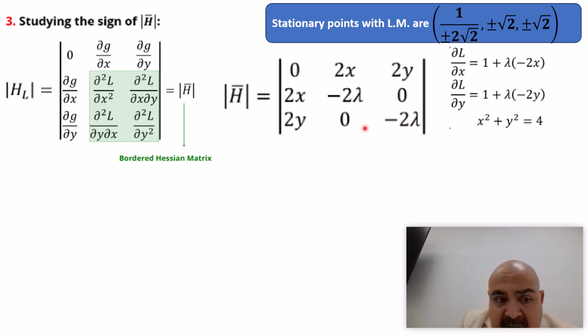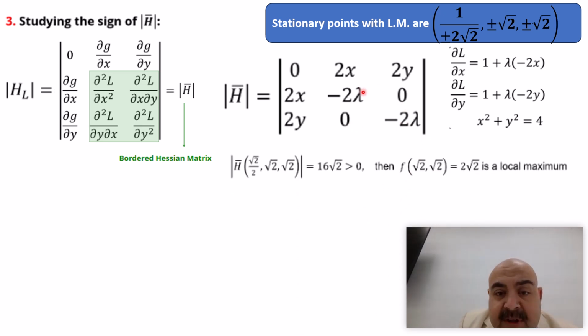If you look, this is the border Hessian matrix, which is -2 lambda, 0, 0, -2 lambda. Now, I will try to get the determinant of this guy, which is going to be 4 times lambda squared. If we substitute the value of lambda at the critical point, we will have a value greater than 0. And if it is greater than 0 for the border Hessian matrix, then the sign of the whole Hessian matrix is going to be negative, which stands for a local maximum.